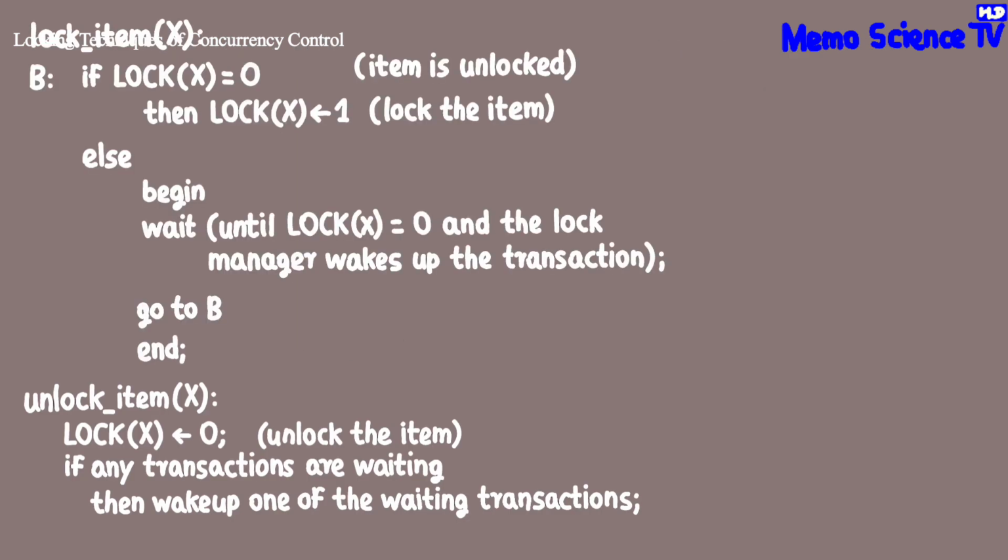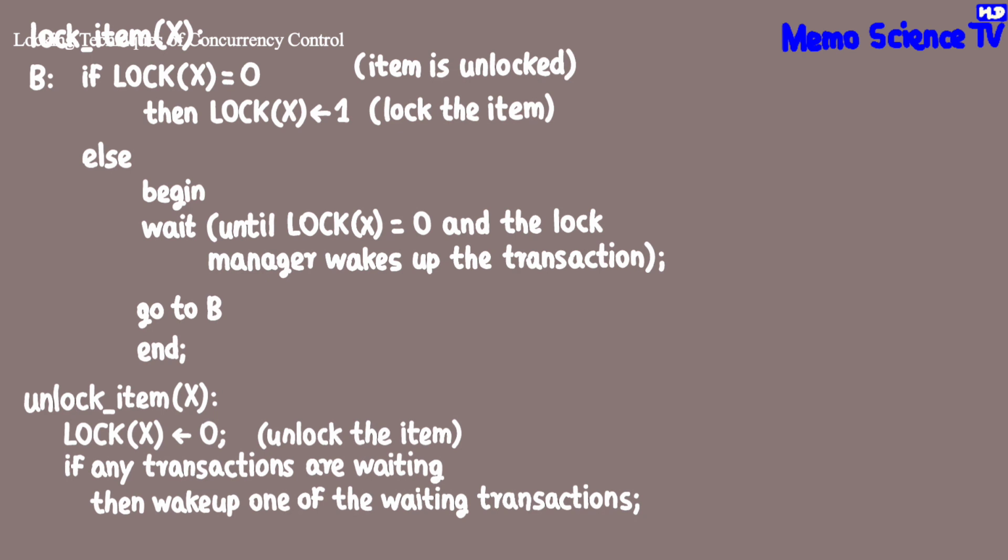According to the two-phase locking protocol, which belongs to concurrency control in the database, for lock item X, first we check if the item X is unlocked, then lock item X to 1. So in the binary lock, we have to use 0 and 1. Then begin and wait until lock X becomes 0 and the lock manager wakes up the transaction.